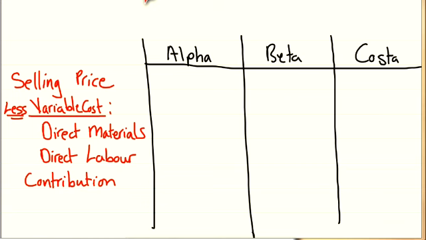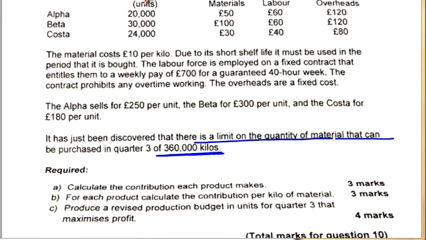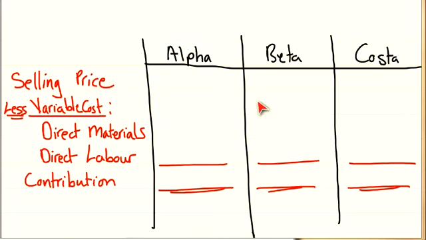So without even looking at the question, I know that this is what I'm supposed to do. Then here I'll get my answers, which will be contribution. I'm just going to go back to the question and look for my selling price. My selling price is given: 250, 300, and 180. So I'm just going to bring them here. It's 250 here, 300 here, and 180 here.